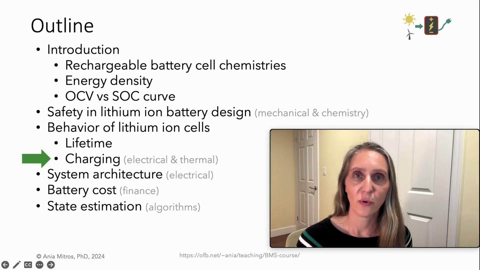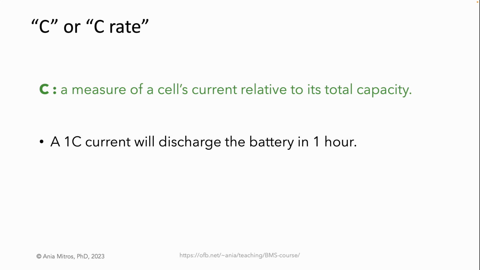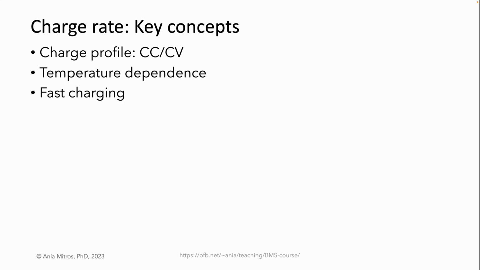In this section, we'll discuss charging. Before we dive into charge rate, though, I need to introduce a bit of terminology. In the context of batteries, C, or C rate, is used as a measure of a cell's current relative to its capacity. A 1C current, by definition, will discharge a battery in 1 hour. For example, for a battery with a 100 amp hour capacity, 1C means a current of 100 amps. We will briefly mention three concepts around charge rate. We'll review the common CCCV charge profile, then temperature range for charging, and lastly, fast charging.